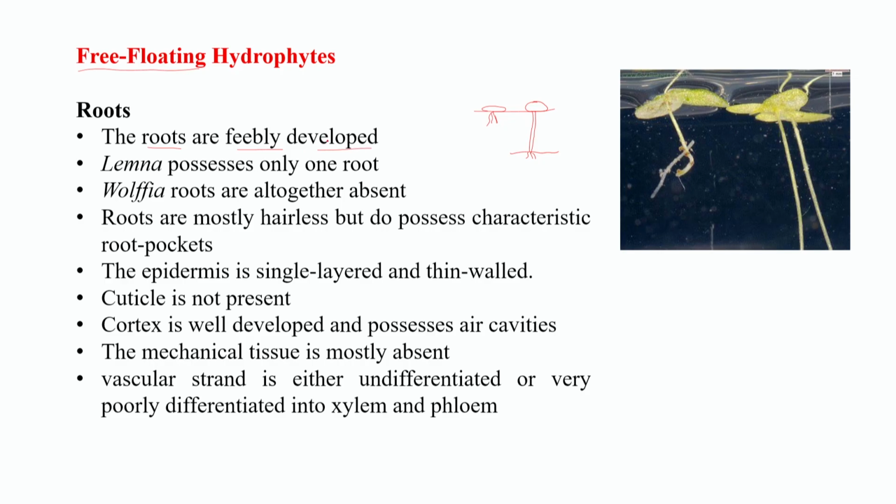Even when we talk about the anatomical structure of these floating hydrophytes, you will see that the roots are poorly developed. Lemna, which is a floating hydrophyte, contains only one root. I have told you that it contains two leaves and just one root. Wolffia doesn't contain a root at all, so there is no question of root here. Then they will have a root pocket, which we have discussed. A root pocket is similar to a root cap. Roots are hairless; root hairs are absent.